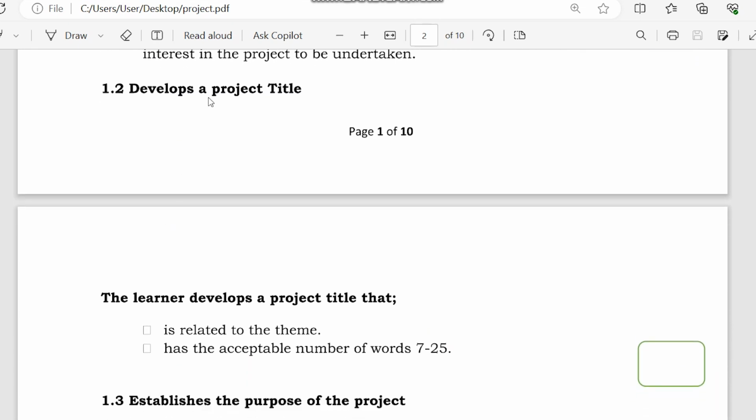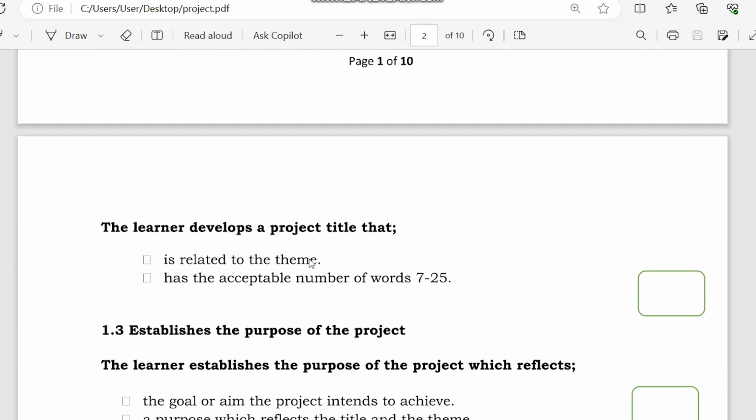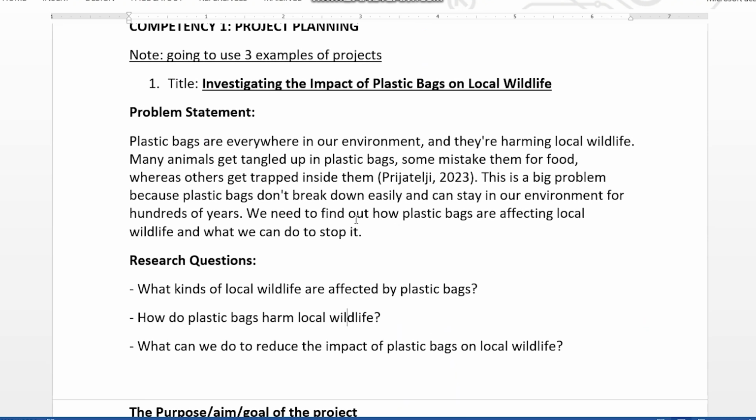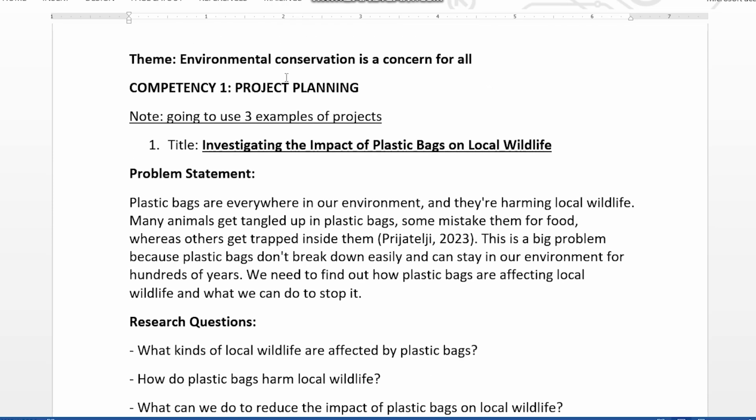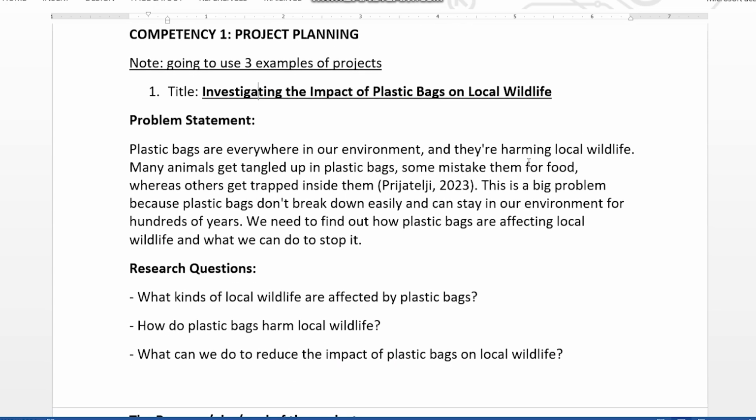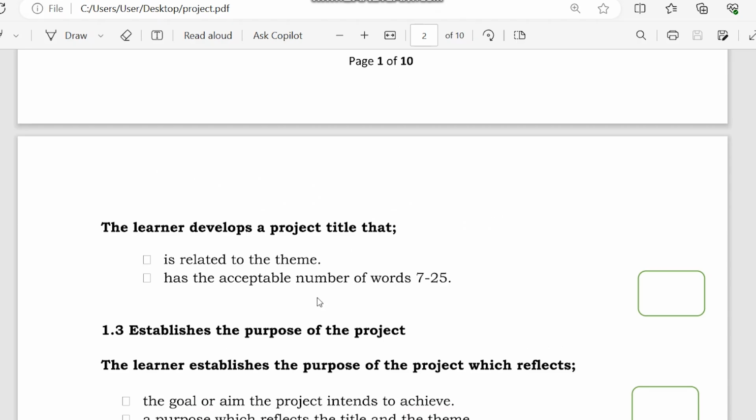Then when we go to develop a project title, the project title first should be related to the theme, and then has an acceptable number of words, 7 to 25. So if you look at this, "Investigating the impact of plastic bags on wildlife," this is related to my theme, which is "Environmental conservation is a concern to all." But second, it is also 1, 2, 3, 4, 5, 6, 7, 8, 9 words, which is between 7 to 25. So the learner would qualify to earn this too.